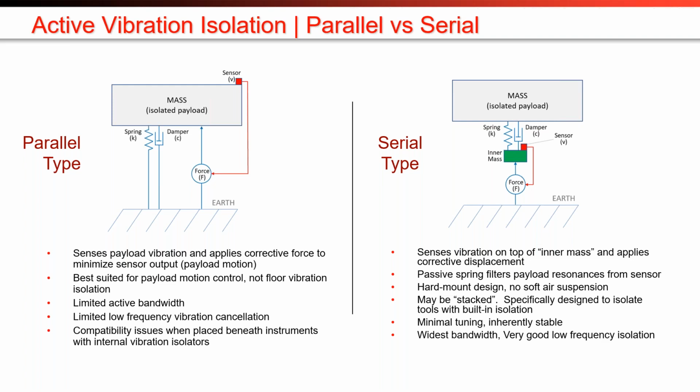So in terms of trying to stack an isolation system on another one, the lower isolation system would need to be the serial type because it's much, much stiffer, and you don't have problems associated with crosstalk of a low frequency spring on a low frequency spring.